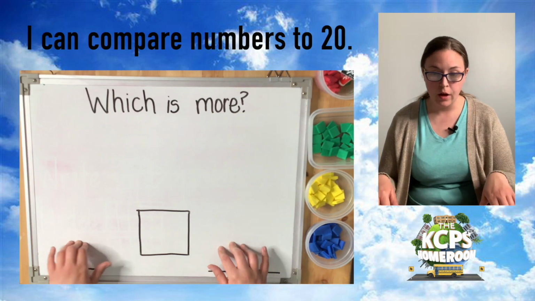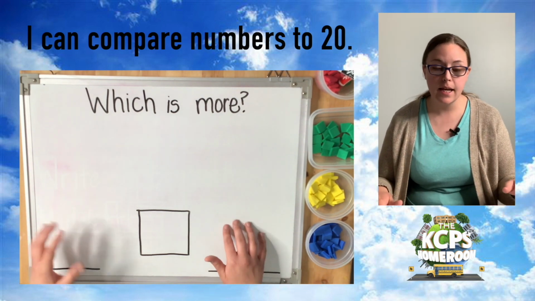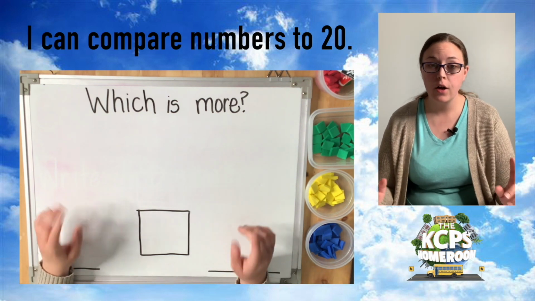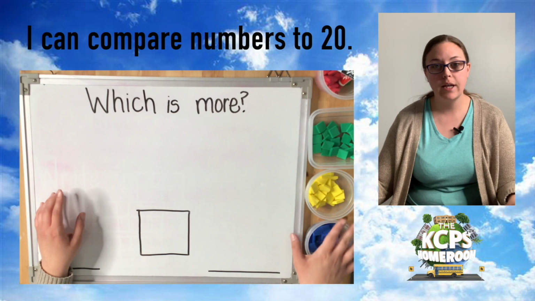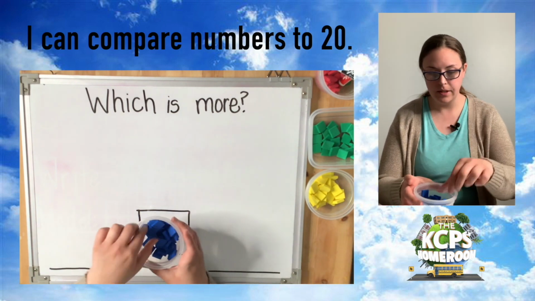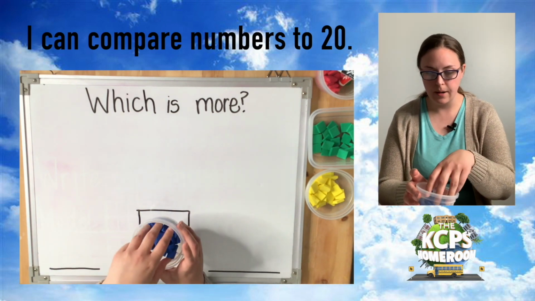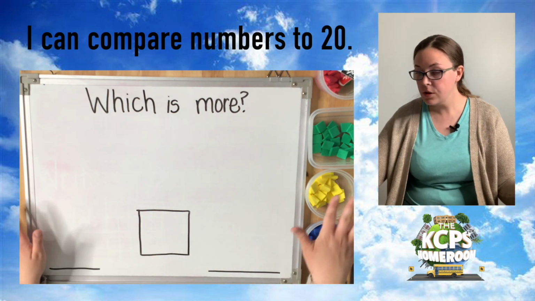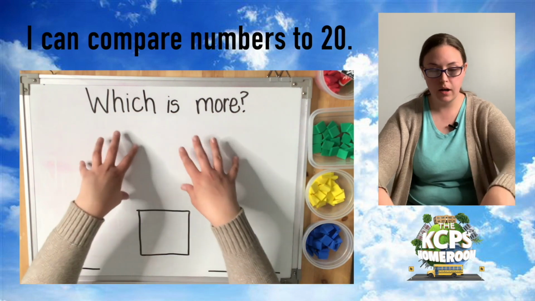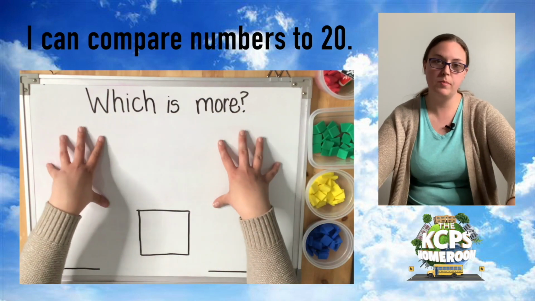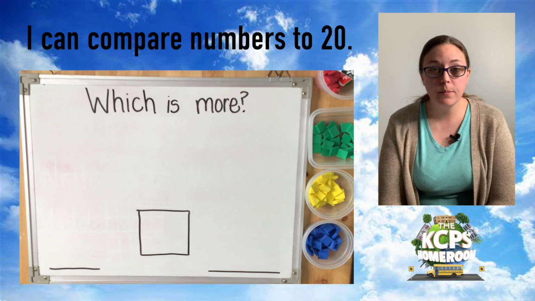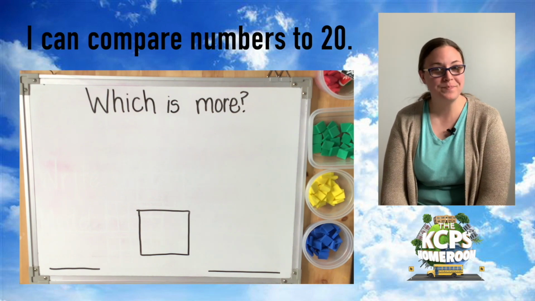All right? So the things that you'll need today: a pencil, something to write with and something to write on, and also your counters. I have mine split up into little containers because I wanted to count out colors that were the same. But if you don't have that, that's okay. Just grab some counters and make sure you have two spaces to count out counters. So grab your materials and let's get ready to learn.